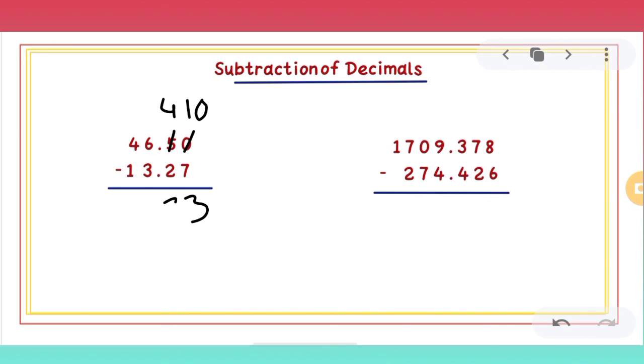4 minus 2 will be 2. Decimal below decimal. 6 minus 3, 3. 4 minus 1 will be your 3. So the answer will be 33.23. Now let's see one more example. 8 minus 6 is 2. 7 minus 2, 5. 3 minus 4, not possible, so we will take carry from 9.